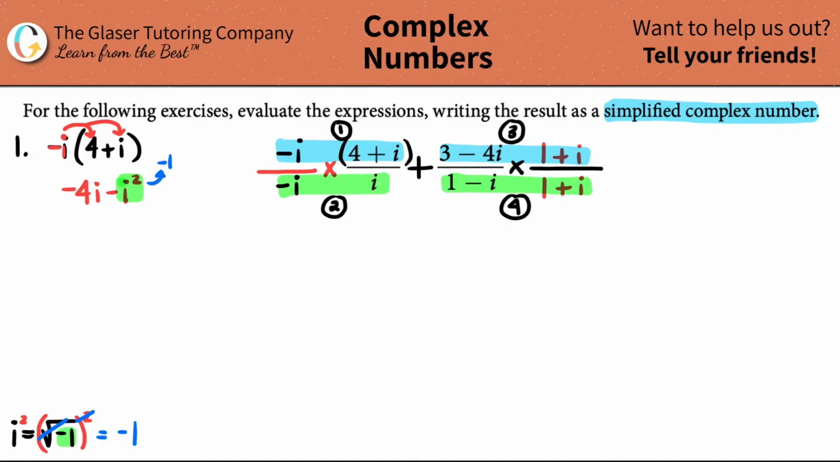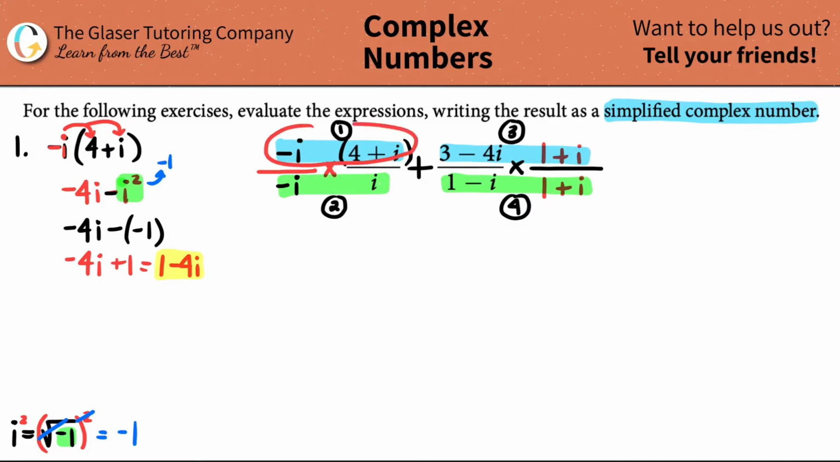So if I simplify this a little bit further, it would be -4i minus, because there's a minus sign here, a -1. Keep change. A negative times a negative is a positive. So this would be equal to -4i plus 1. Simplified complex notation always has the real number in the front and then the imaginary. So if I flip them, 1 minus 4i. Okay, so we have our first answer to the top part.